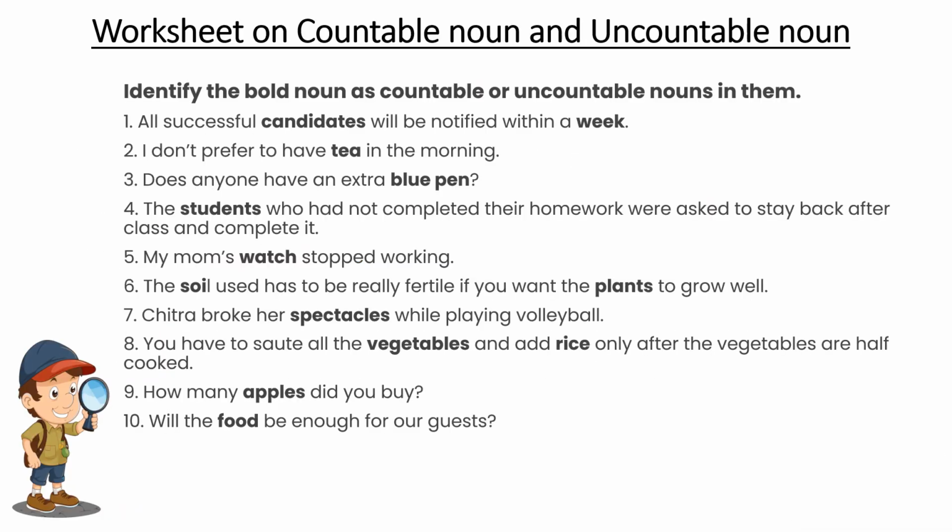So again, a worksheet on the countable noun and uncountable noun. We have to tell, in the following sentences, some bold nouns are given. We have to tell whether they are countable nouns or uncountable nouns. So let's read the first sentence. All successful candidates will be notified within a week. Now first, successful candidates. Now we can count the candidates. 40 candidates, 50 candidates. So it's a countable noun. I am putting C over here. So it's a countable noun.